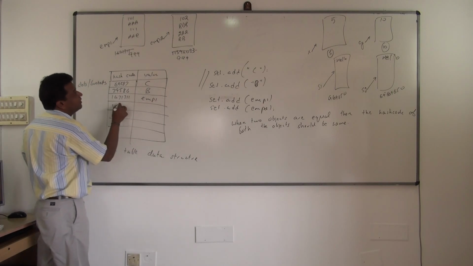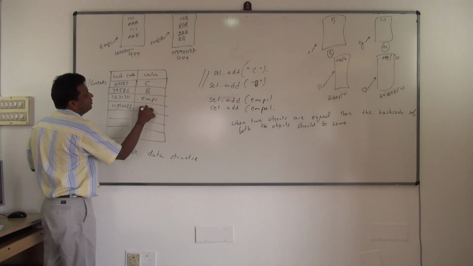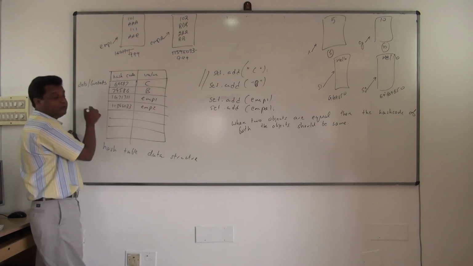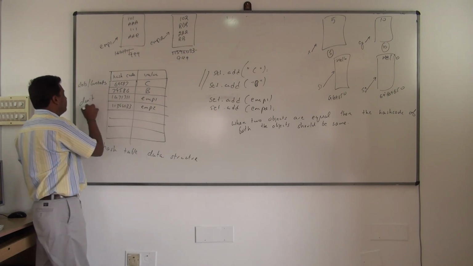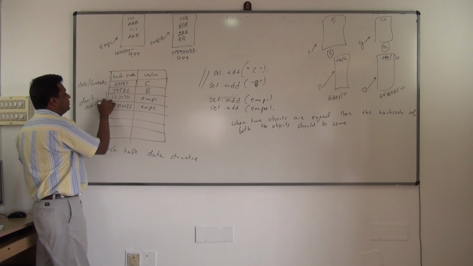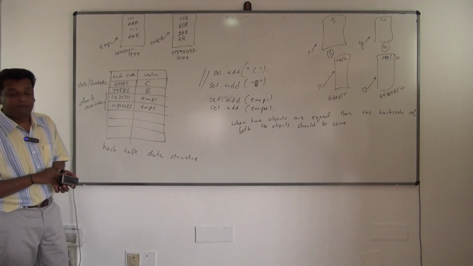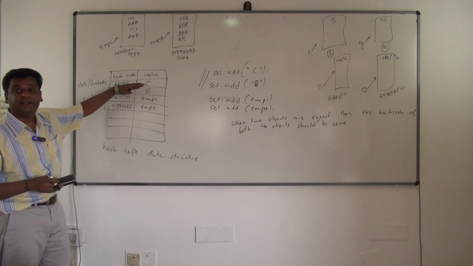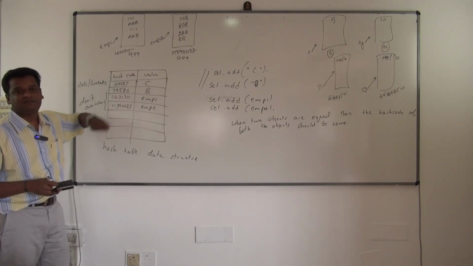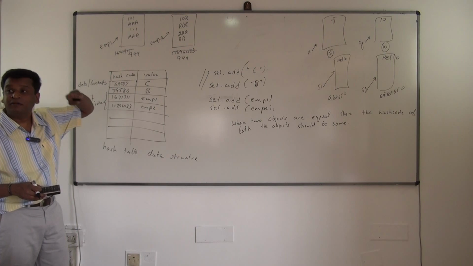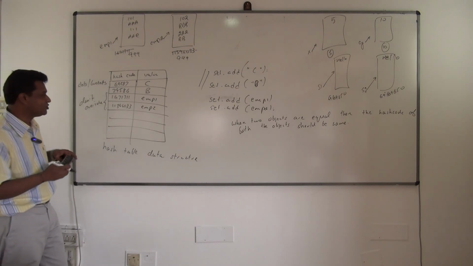Then 11394033. So when you don't override, this is how it is stored. When you override, understood? In every case you can see that every value is getting stored in one slot, one bucket. Like that it is getting stored now.